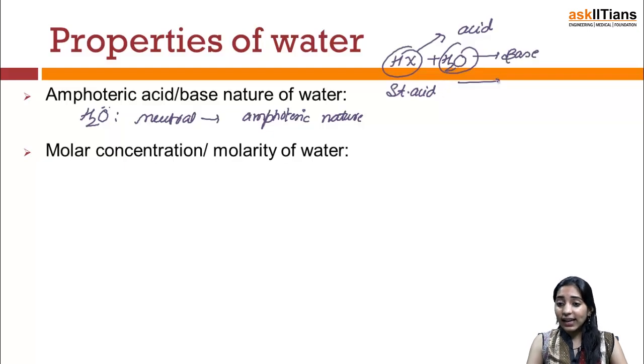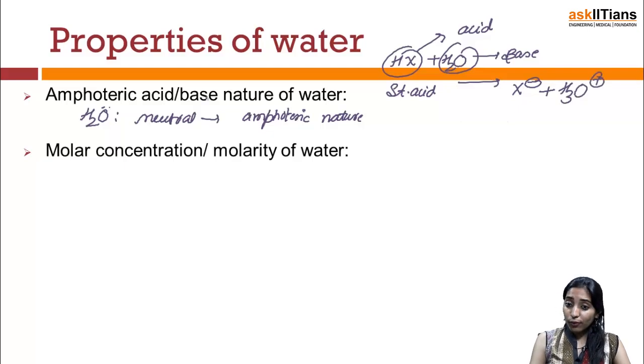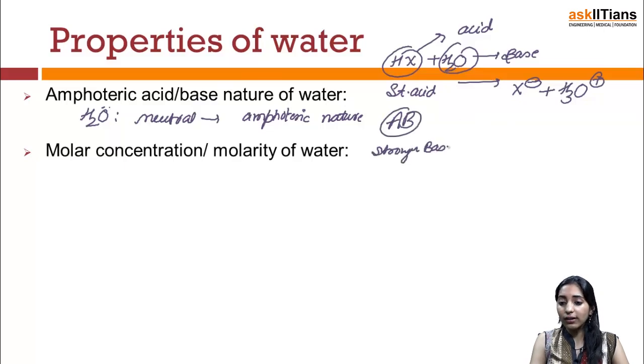So here in this case, if the acid is HX, it will donate a proton and become X minus, and since water is acting as a base, it will accept the proton and hence form H3O positive. Moreover, if there is any other molecule, say AB, which is a stronger base as compared to water, then water will start acting as an acid and it will start losing its own proton.